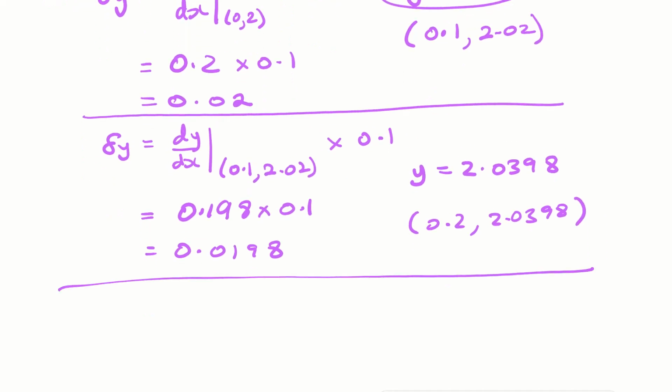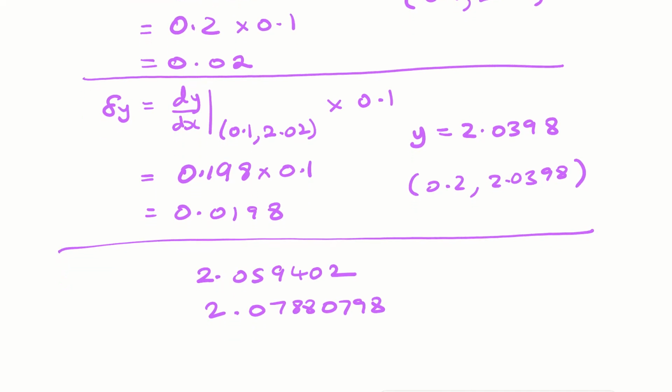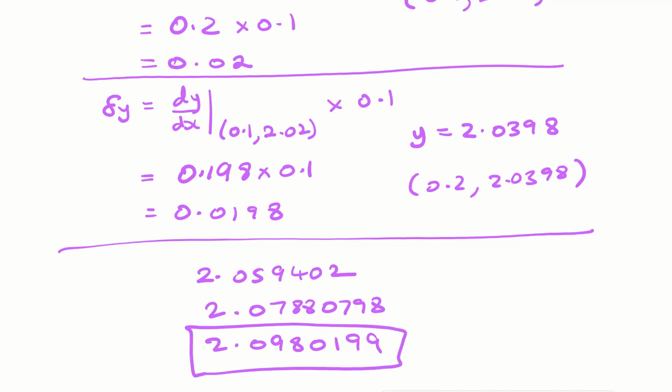And the next value of y that we should get is 2.059402. The one after that is 2.07880798. And then finally we get 2.098019, a value we're going to use in part C of the question.